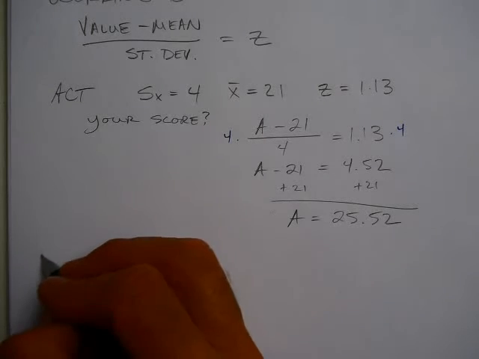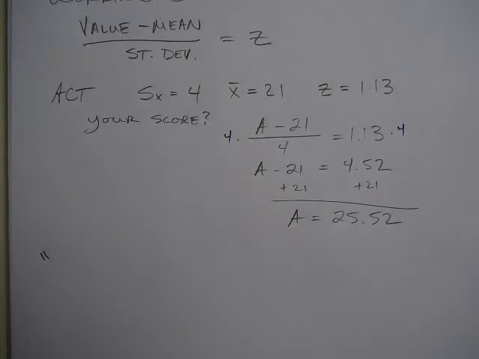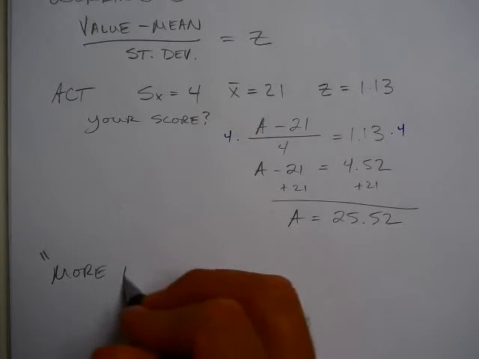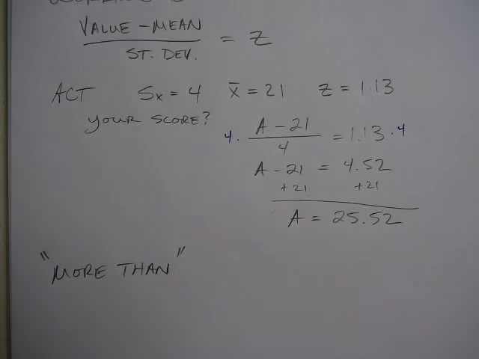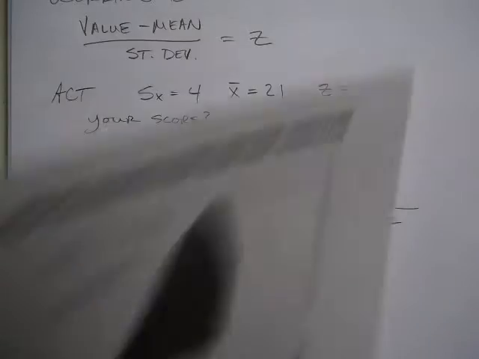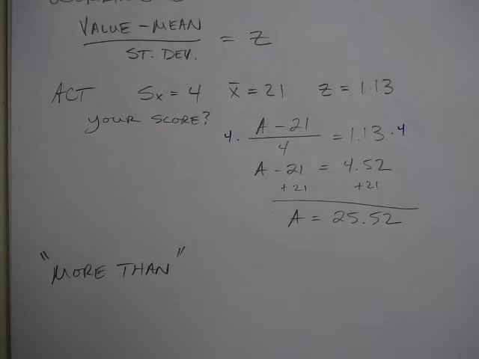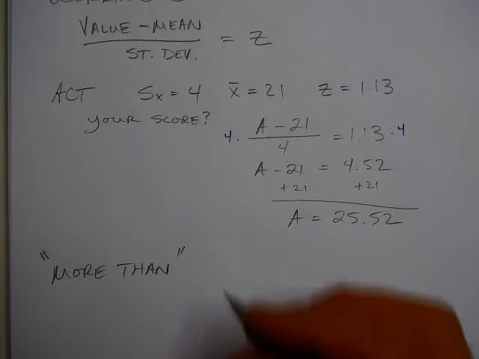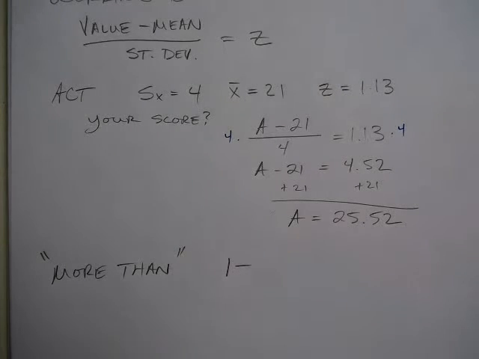All right, an idea that's going to be with us for the rest of the year, more than. So when we look at our table A, it always gives us the probability that something is less, of something less happening. So how do we deal with a problem that says, what's the probability that more than this occurs, or any kind of more than statement? Well, we use 1 minus. 1 minus.